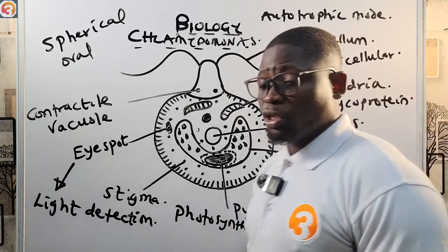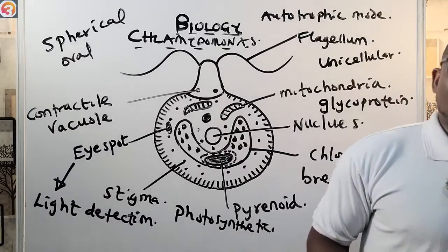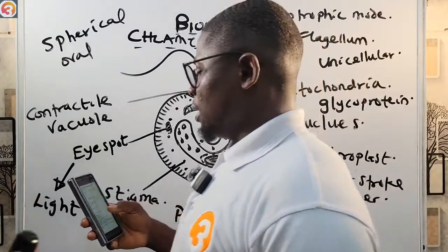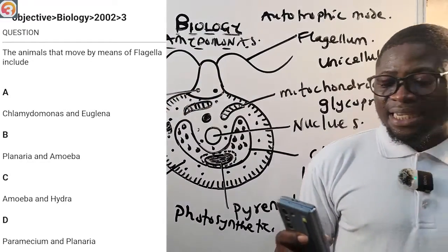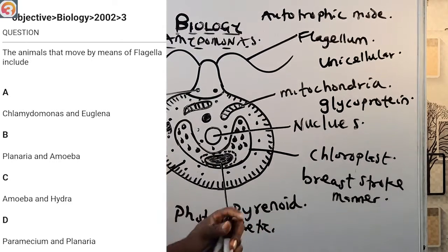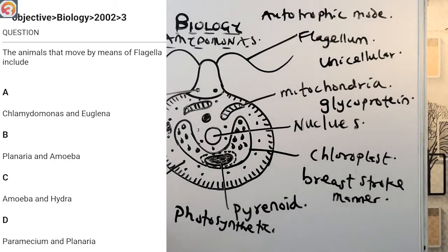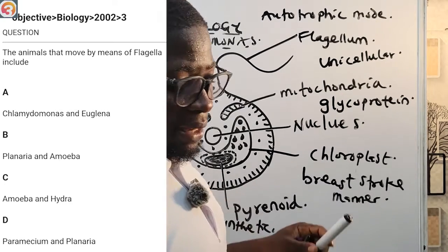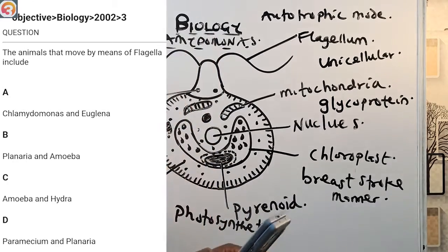So now we'll quickly jump to the School JAMB app and take two questions, and then we close the class. So let's go to the question we saw before, 2002 question number 3, which says the animals that move by means of flagella include: A, Chlamydomonas and Euglena. That is the correct answer. Euglena also has flagellum; we're going to see Euglena next. B, Planaria and Amoeba. C, Amoeba and Hydra. D, Paramecium and Planaria. So the correct answer there is option A.